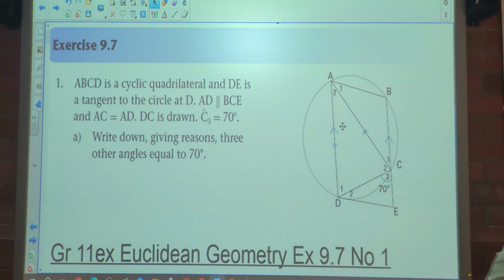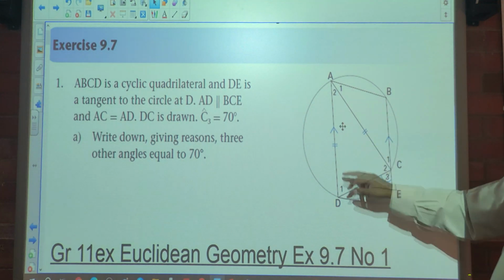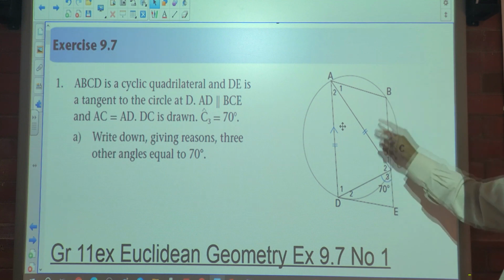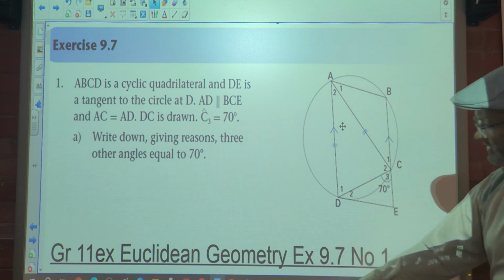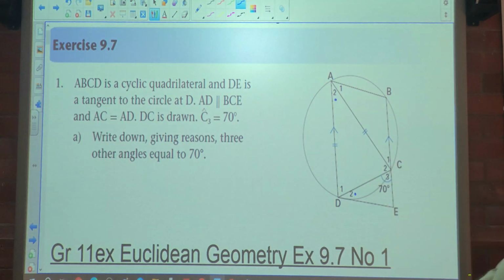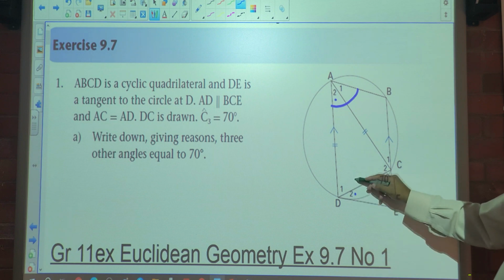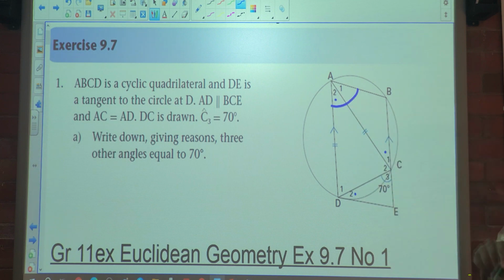Then we are told that AB is parallel to BCE. It doesn't sound like you guys did your homework, okay? These lines are parallel, what do we know? Alternate angles are equal. So this angle is equal to that angle. That angle is equal to that whole angle there. These lines are parallel, so that angle is actually equal to that angle there as well. Alternate angles. Then we are told that DC is drawn, C3 is 70. Write down, giving reasons, 3 other angles equal to 70.